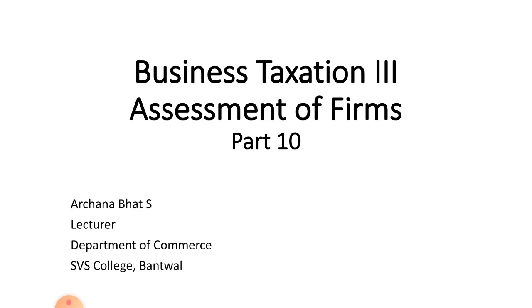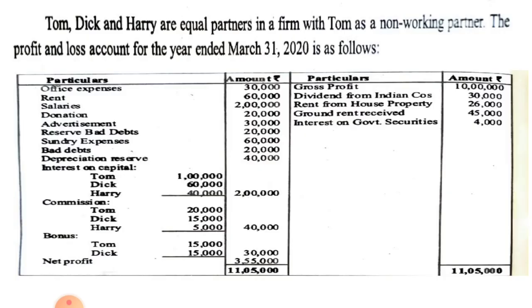In the previous session we solved one 24 marks problem. In this session let us solve one more problem relating to that. Go through this problem. Tom, Dick, Harry are equal partners in a firm with Tom as a non-working partner. The profit and loss account for the year ended 31st March 2020 is as follows.